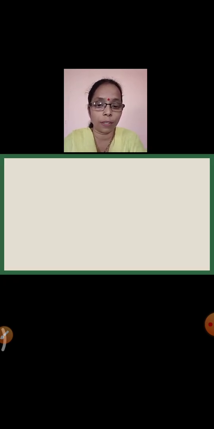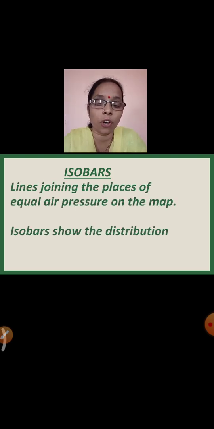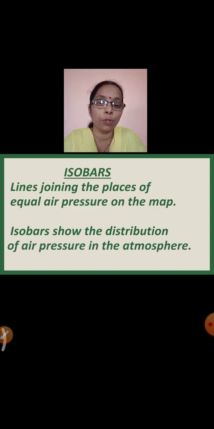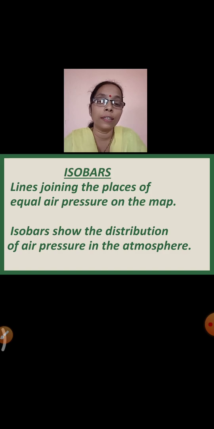What are isobars? So isobars are nothing but the lines joining the places of equal air pressure on the map. And isobars, they show the distribution of air pressure in the atmosphere.